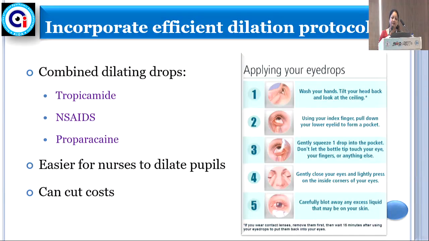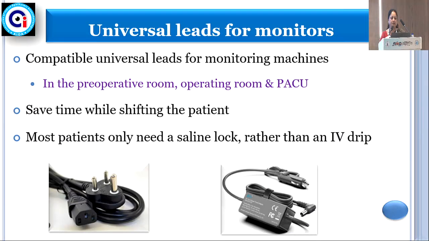Then in many places, an efficient dilating protocol was incorporated to reduce the time, because many times mydriasis is not good, so the case is delayed. So they combined the dilating drops, tropicamide, NSAID, and proparacaine for easier dilation of the eyes, and it can cut the cost of putting in repeated drops.